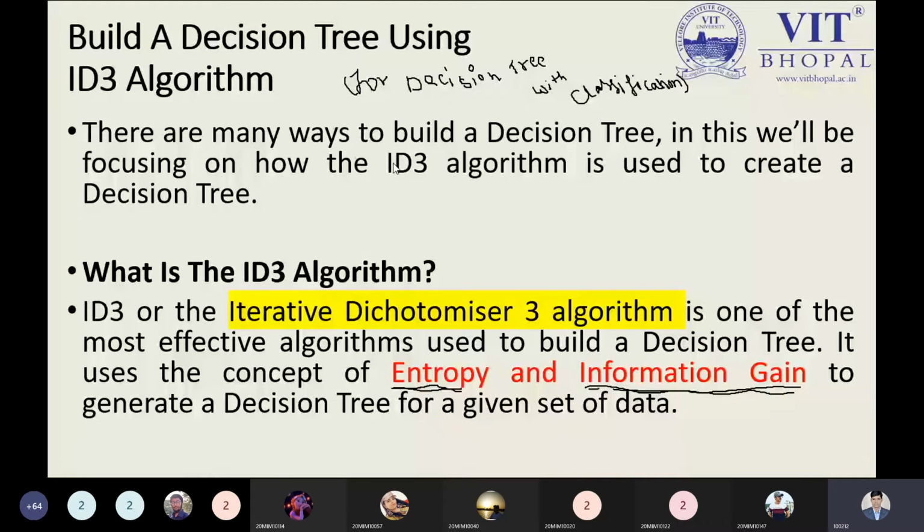The full form of the ID3 algorithm is Iterative Dichotomizer algorithm, and it is one of the most important and very efficient algorithms used to design the decision tree in a simple way. In the ID3 algorithm, there are two important concepts required to build the decision tree: entropy and information gain. What is the role of entropy and information gain in ID3? We will see this part step by step.